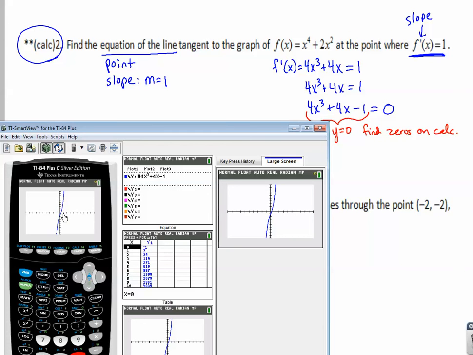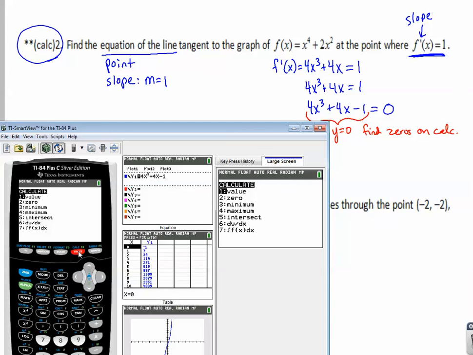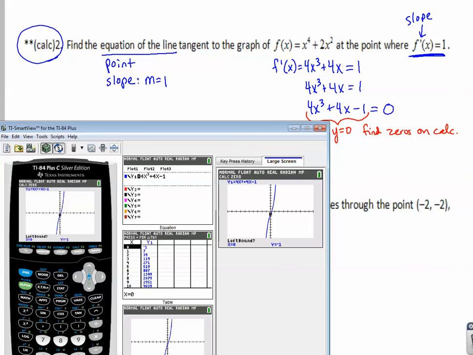So I can see the zeros right around there. So how do we do that? Calculate the zero. Calculate in blue right there. So I'm going to do the blue button second, calculate button. There it is, second choice. So go down to 0. It's like that. Now it's asking for left bound. That means be to the left of the 0. So go to the left, press enter.